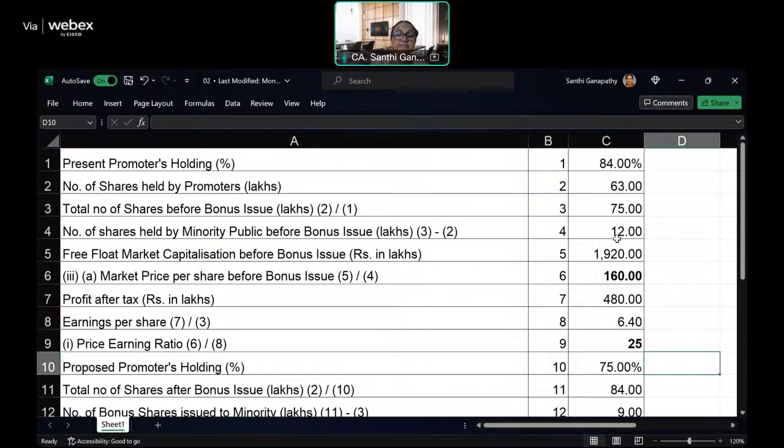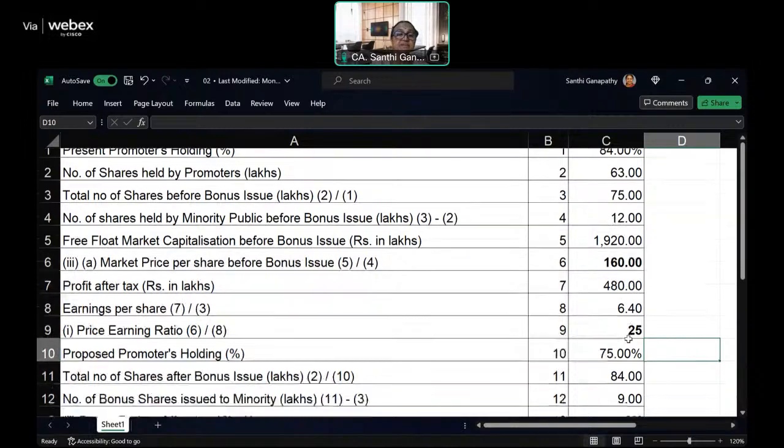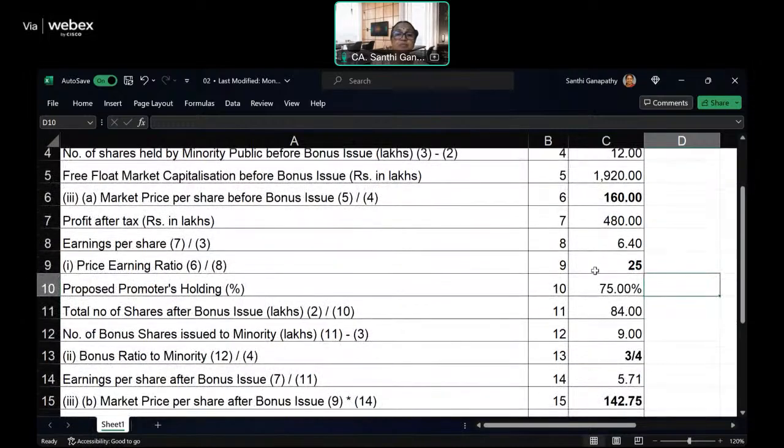Therefore, market price. Profit after tax is given, earnings per share is there. So we can find the price earning ratio. Proposed holding is given. So whatever they had, that should represent 75%. So what will be the total number of shares? How many shares will be there for minority?